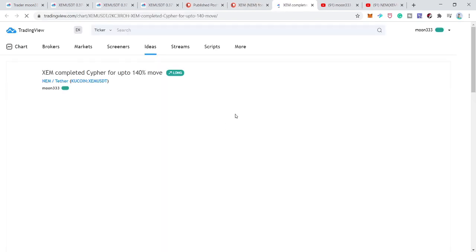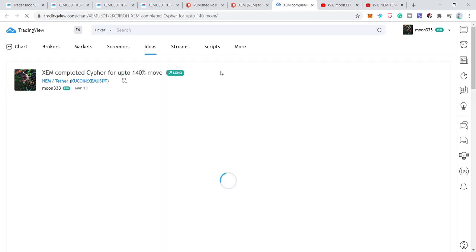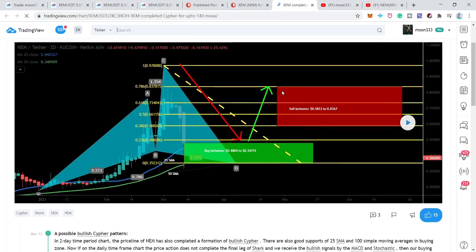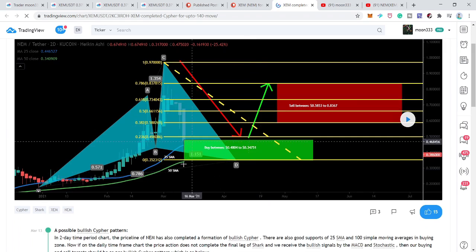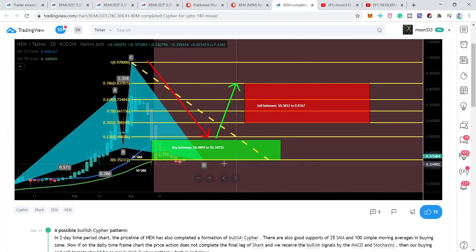Now, first of all, I want to show you this chart. This was the XEM with US dollar pair cipher pattern. And we can see that the price action even spiked beyond this buying zone, and after playing this chart we can see that the price action is still moving in this buying zone at the very end at this time.